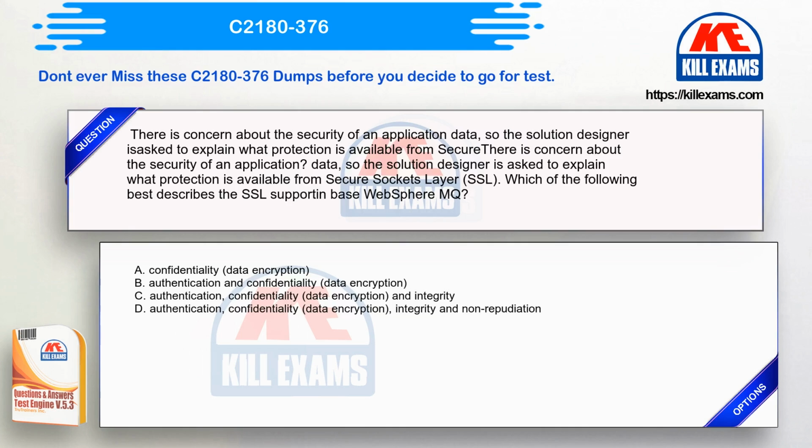Option A. Confidentiality, data encryption. Option B. Authentication and confidentiality, data encryption. Option C. Authentication, confidentiality, data encryption, and integrity. Option D. Authentication, confidentiality, data encryption, integrity and non-repudiation.